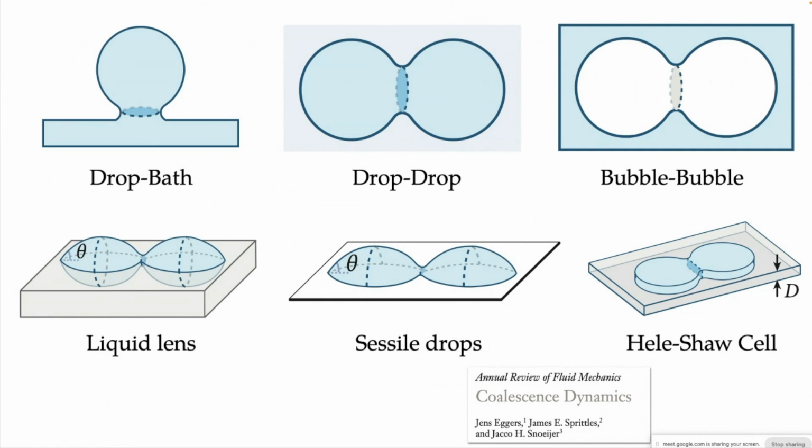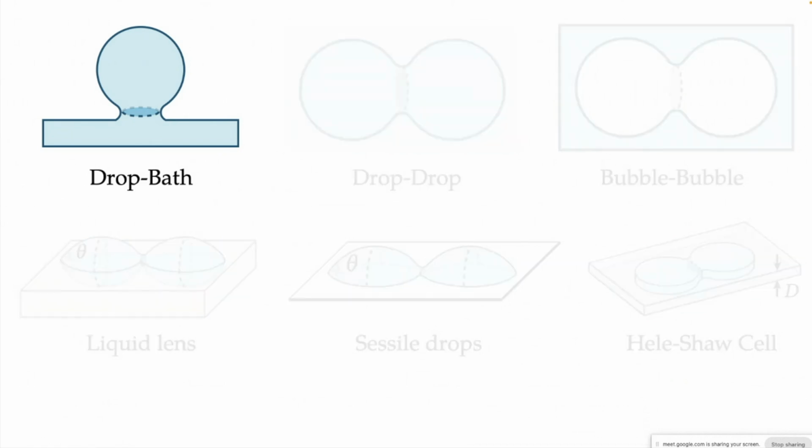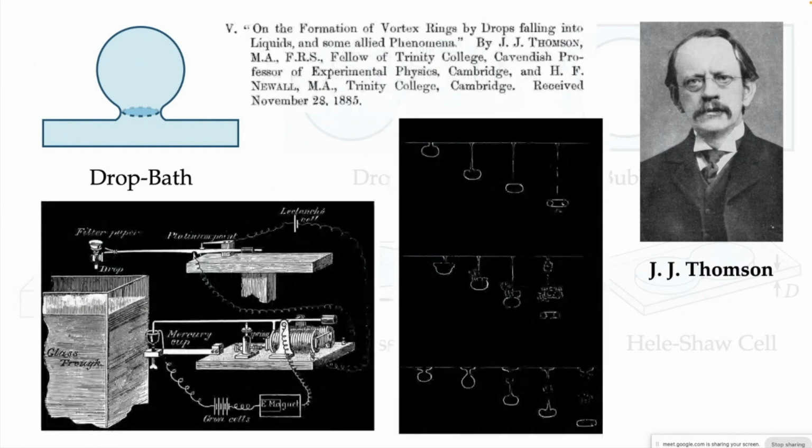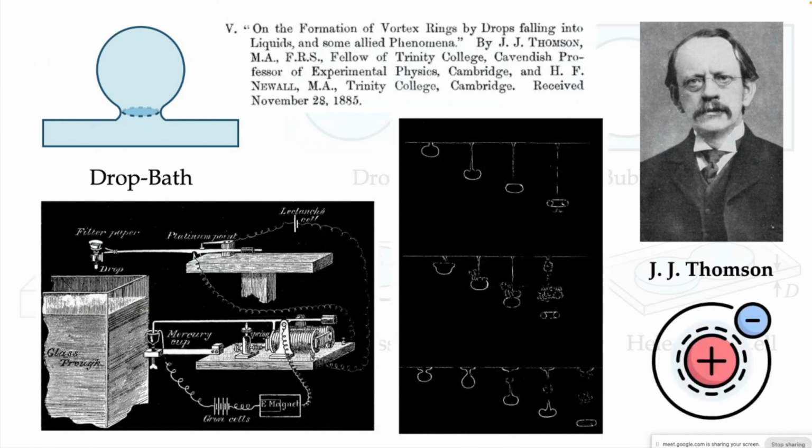In fact, one of the earliest studies was based on this drop-bath configuration, and it was done by J.J. Thomson back in 1886, where he talked about this drop impacting on the bath and forming these beautiful vortices that you see here. And this was done almost a decade prior to him discovering the electron. So this dates back quite old.